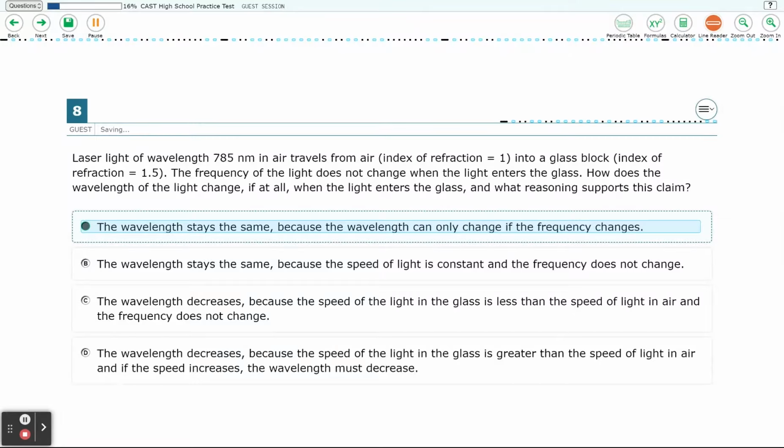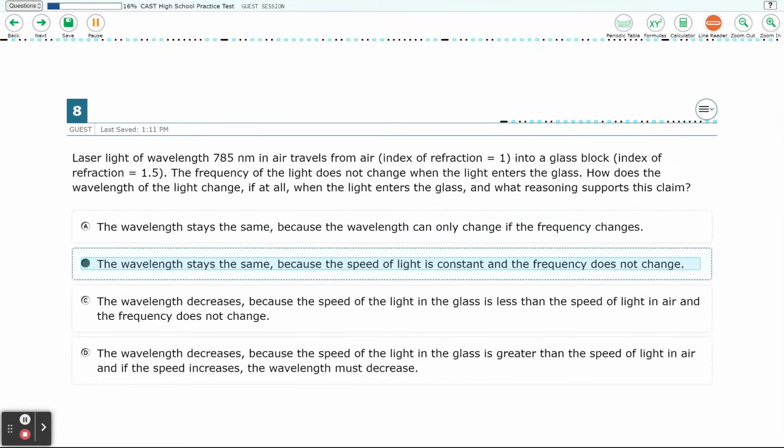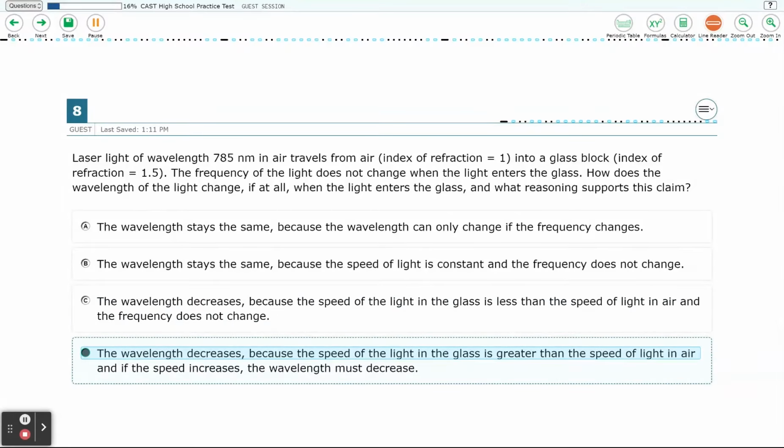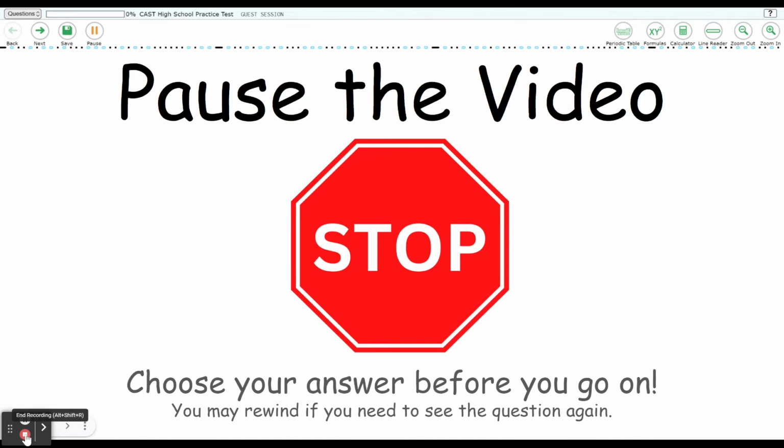The wavelength stays the same because the wavelength can only change if the frequency changes. The wavelength stays the same because the speed of light is constant and the frequency does not change. The wavelength decreases because the speed of light in the glass is less than the speed of light in air and the frequency does not change. And finally, the wavelength decreases because the speed of light in the glass is greater than the speed of light in air, and if the speed increases, the wavelength must decrease. Go ahead and put your answer now.